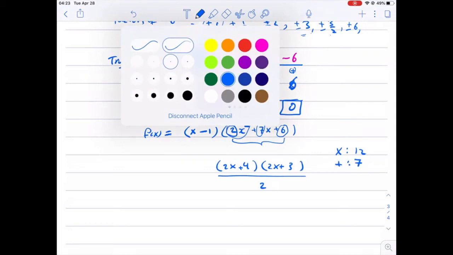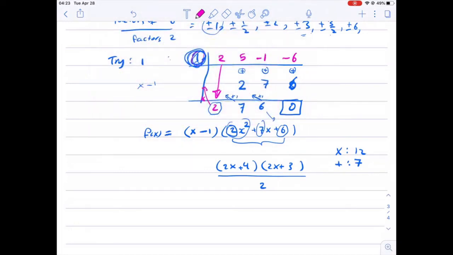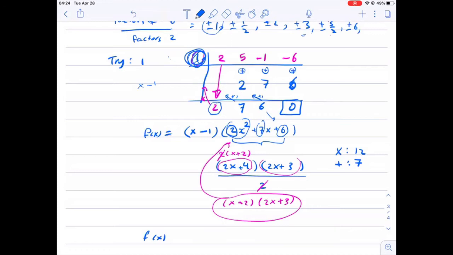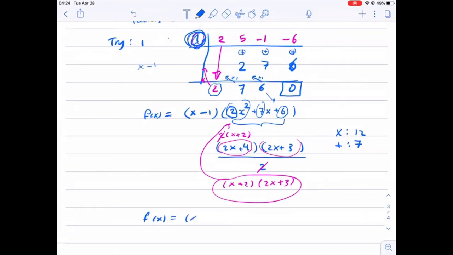And then we try to simplify to get rid of the 2 in the denominator. So this can be written as 2 times x plus 2, and then we can cancel 2 with 2, so we get x plus 2 times 2x plus 3. So we can put this here to get the function f of x written in terms of its factors.